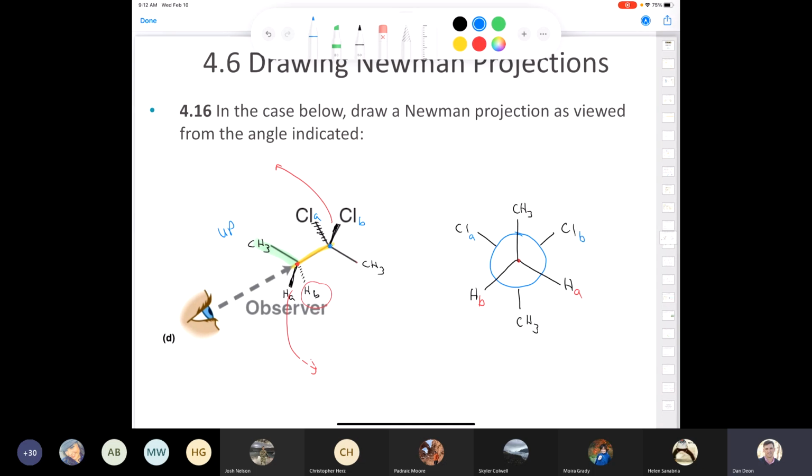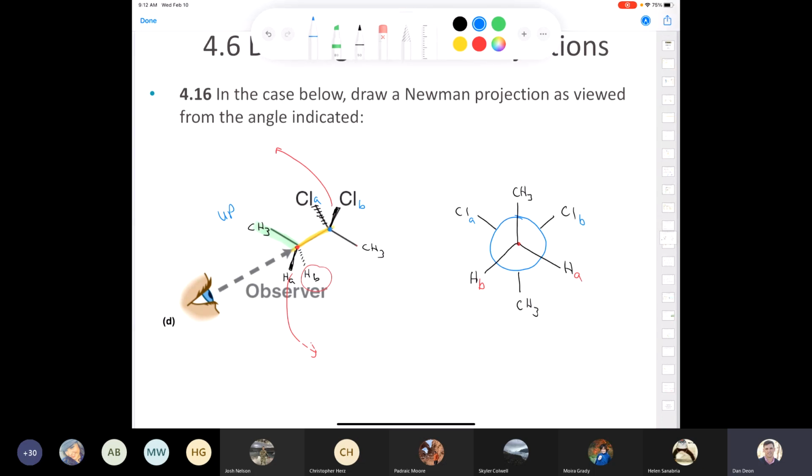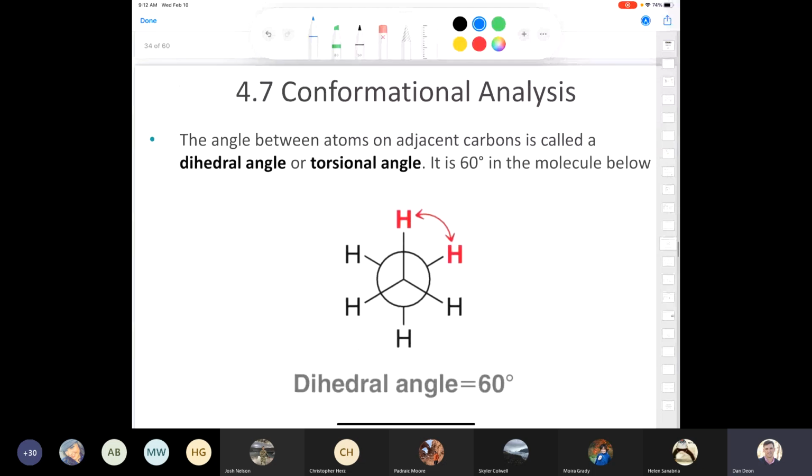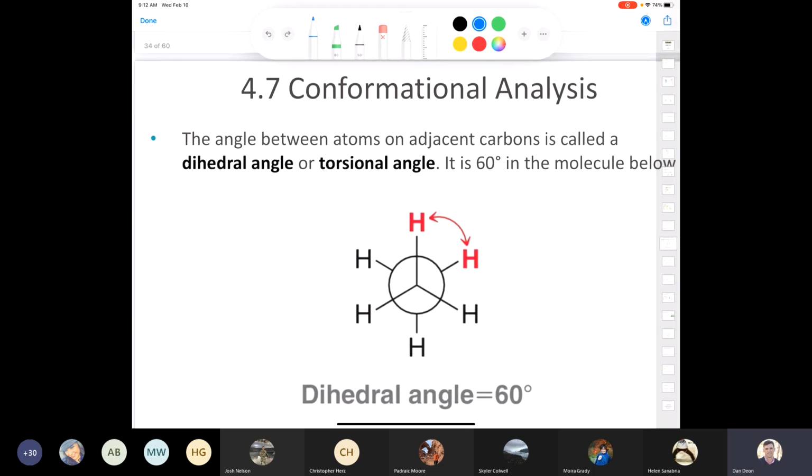All right, now if you're a little confused on all this, we're kind of running out of time, you're going to have to do some practice on this. There is nobody who gets out of studying Newman projections without doing lots and lots of practice. I've already covered the concept of the dihedral angle with you when I switched over to my camera. I said that the dihedral angle is 60 degrees when everything is fully staggered like this.